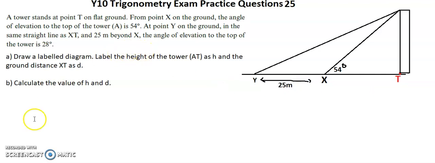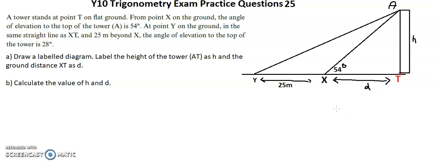The next thing we need to do is finish labeling. So the top of my tower is A. The second part of the question says label the height of the tower AT as H, so we need to make sure we label it as H. Then it says the ground distance of X to T is D. So this distance from here all the way through to T is our D. Now we've got it labeled, we can go on.